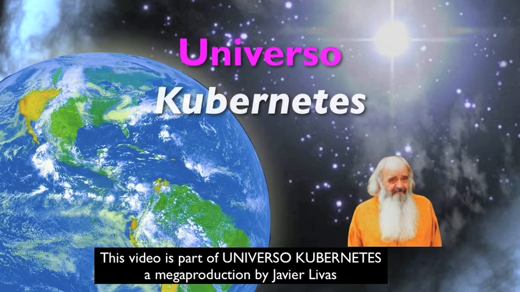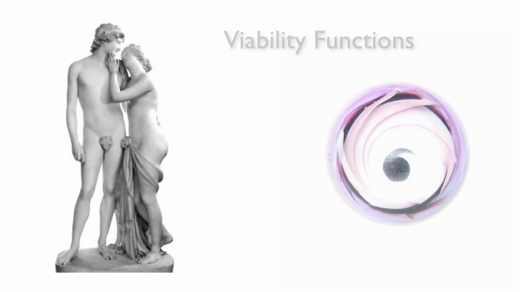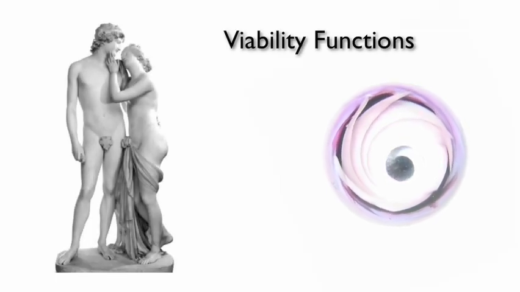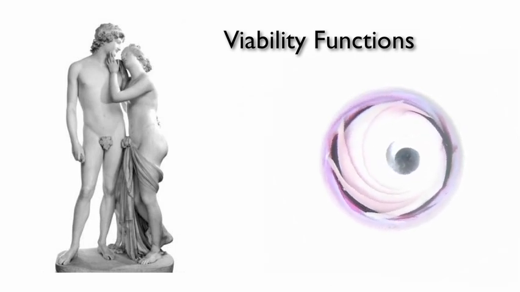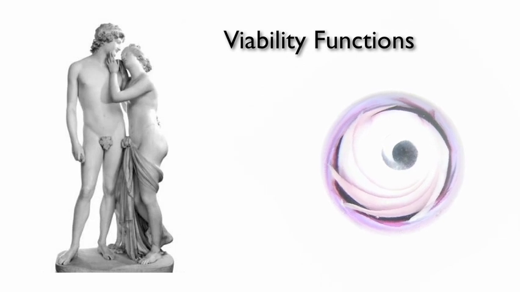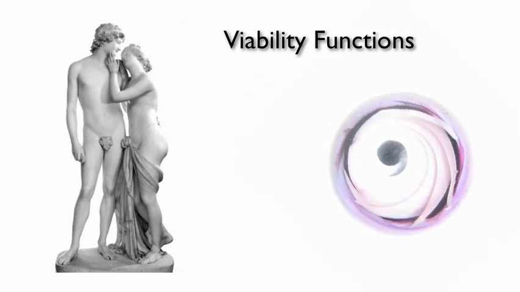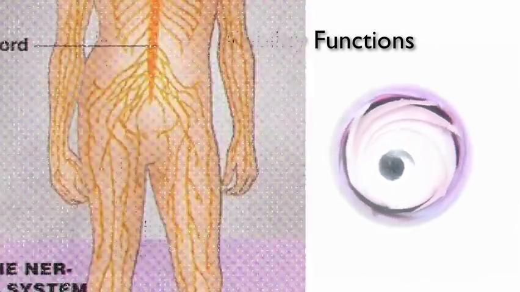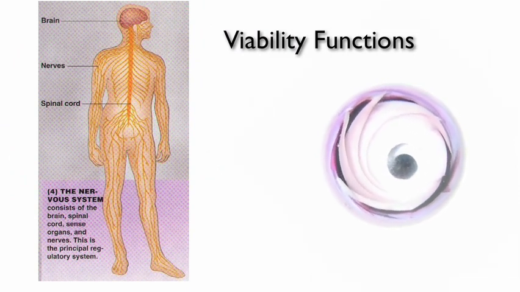Chapter 13, The Viable System Model. Every viable system contains and is contained in another viable system. The best example of a viable system is a human being. Cells, tissues, organs, body are viable systems contained in other viable systems. The human nervous system is the most complex creation in the universe and a marvel of control engineering.